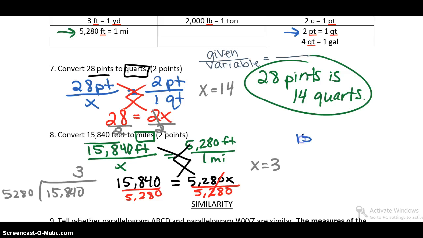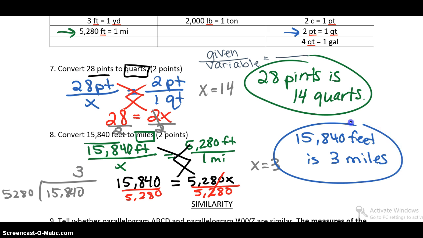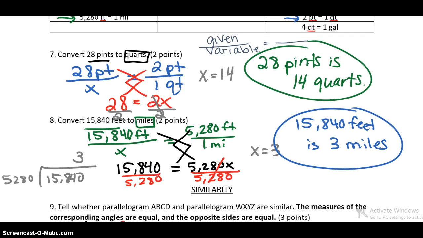So we would write 15,840 feet is 3 miles. I want to make sure we put that statement there so we're using our correct units and we're labeling our answer, because x equals 14 or x equals 3 there doesn't really have a meaning. So when we put that unit on there, we know what we actually found.